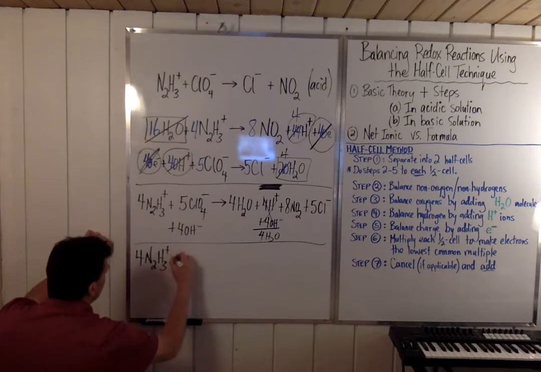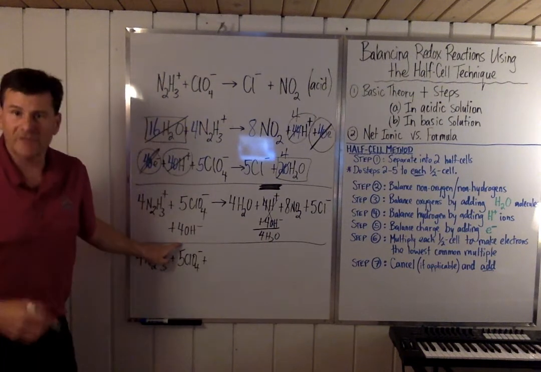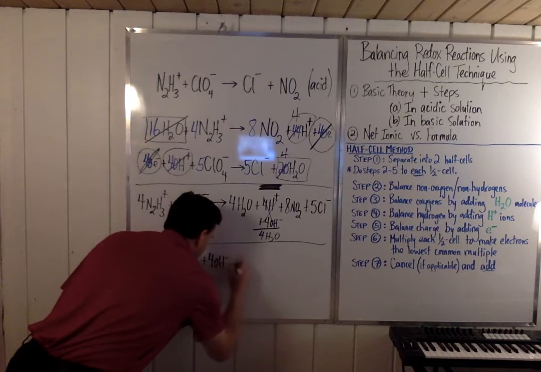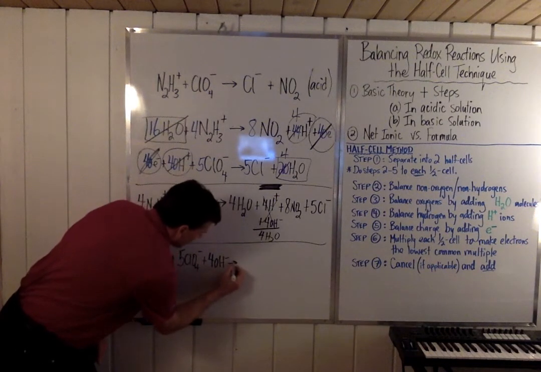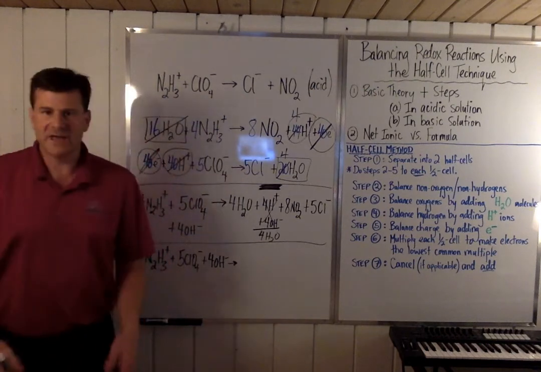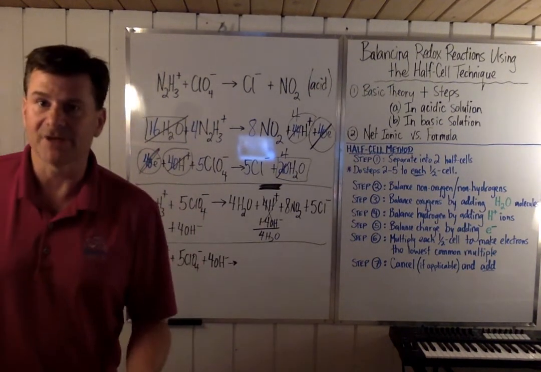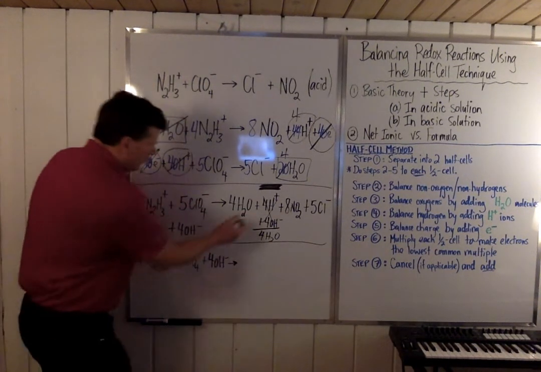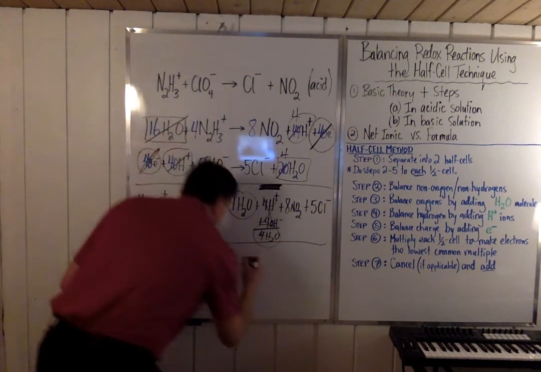N2H3 plus 1 plus 5 ClO4 minus 1 plus, now I've got 4 hydroxides over here. So the reactant side of my equation now has an extra little reactant over there. It's got the hydroxide over there. Now over on this side, well, I already had 4 water molecules and I'm adding 4 more, so now I've got 8.